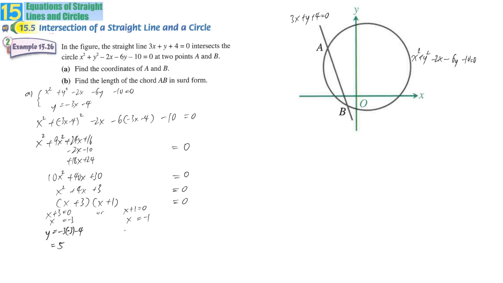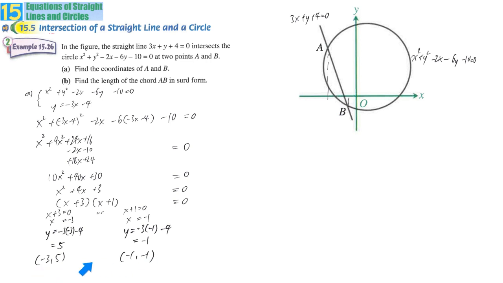In another case, y is equal to negative 3 times negative 1 minus 4. It is negative 1. So the first point is negative 3, 5. The second point is negative 1, negative 1. Don't forget you must write down the x coordinate first and then the y coordinate. From this graph, you'll find that A is on the left hand side. That means the x coordinate here should be smaller, while the x coordinate of B should be bigger.